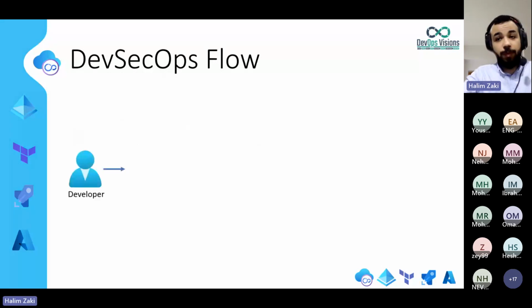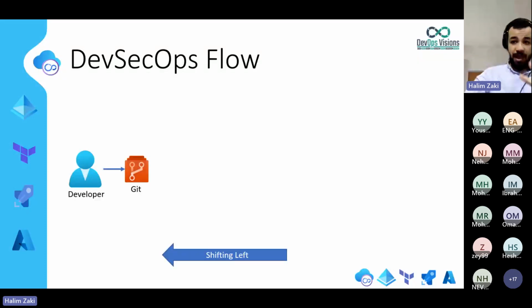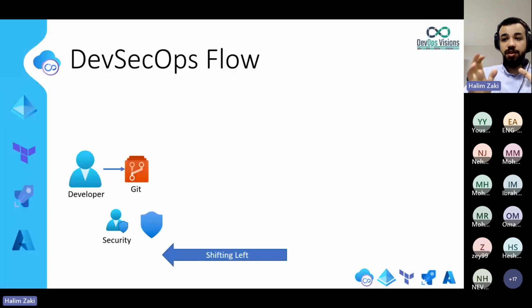So what should the DevSecOps flow look like? It starts with a developer writing the code and pushing the code to Git, but now we are adopting an agile methodology and a DevOps principle called shifting left. Shifting left actually is moving security to the left of the development process. So you start your security measures as early as possible.